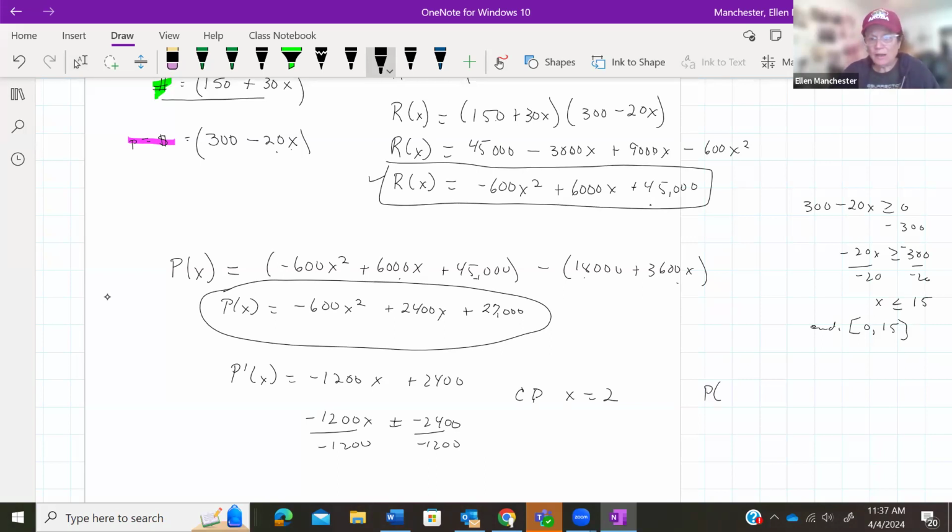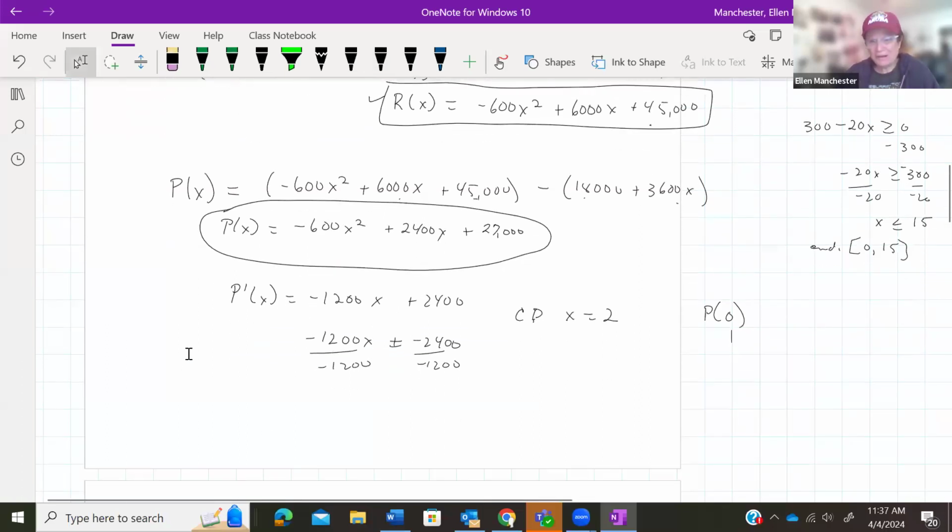So when I check my profit, if I plug 0 into here, this is one of my endpoints. If I plug 0 into here, I'm going to get out 27,000. So what that means is if I make 0 changes, I still make $27,000 in profit. Okay, that's still not bad, but again, I want maximum profit.